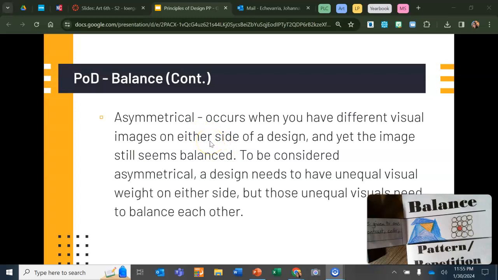If I folded it in half, it would be a mirror image of the other half. Asymmetrical occurs when you have different visual images on either side of the design, yet the image still seems balanced. To be considered asymmetrical, a design needs to have an unequal visual weight on either side, but those unequal visuals need to balance each other. So like take Vincent van Gogh's Starry Night. He has a dark cypress tree in the front left, but in the back on the right, he has a bright moon, and those 2 balance each other out with lightness and darkness.